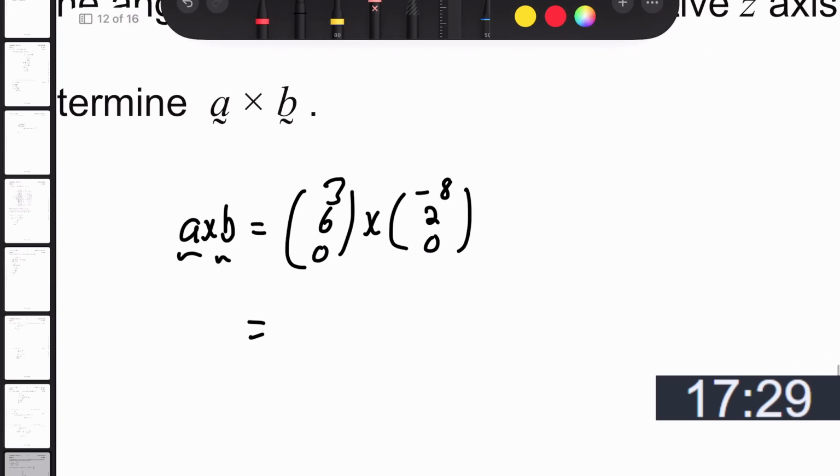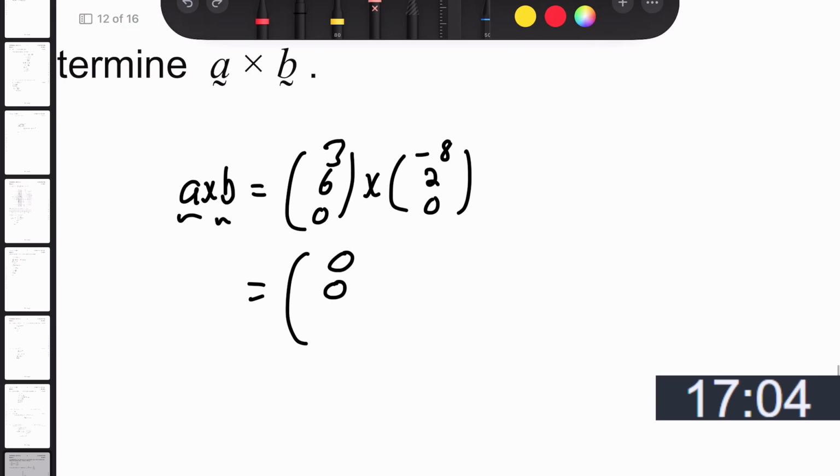So let's do the top first. It's going to be that times that, which is 0, minus that times that, which is 0. If I do the middle, it's going to be that times that, which is 0. Okay, and then minus that times that, which is 0. If I do the bottom, it's going to be that times that, I think. So 6 minus 48. So 54.